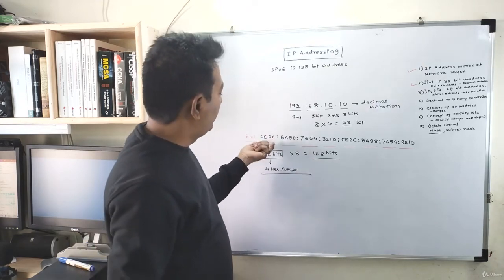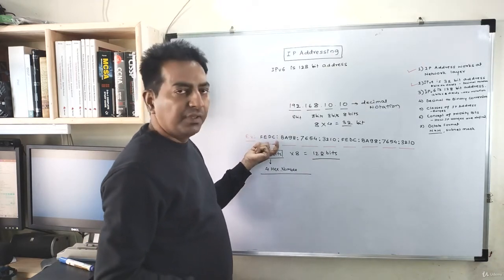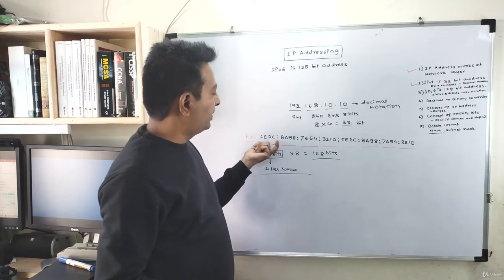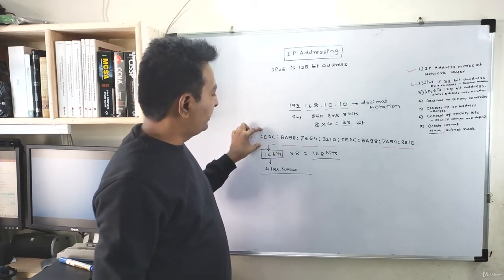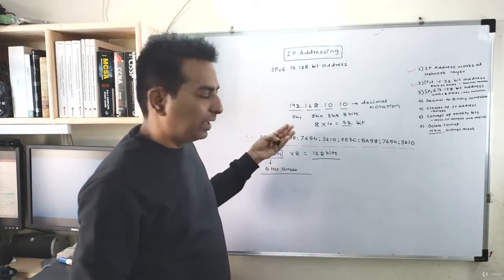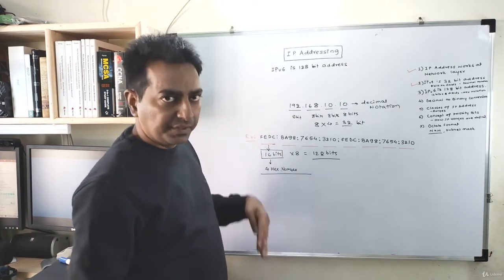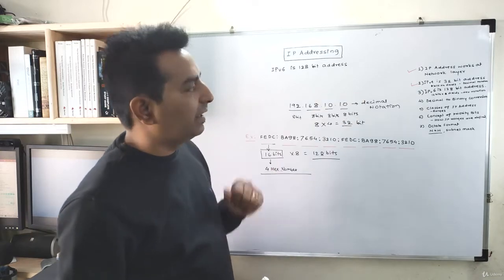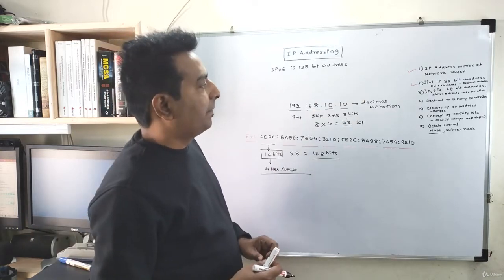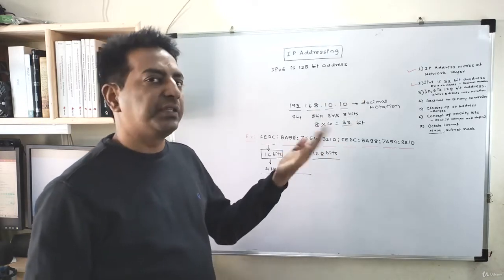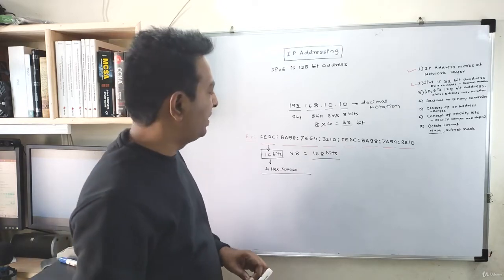Okay, so this is an example of the first field. Looking at this particular field, if you want to convert this to binary, we will discuss that in more detail in the decimal to binary conversion or hex to binary conversion in the upcoming session.